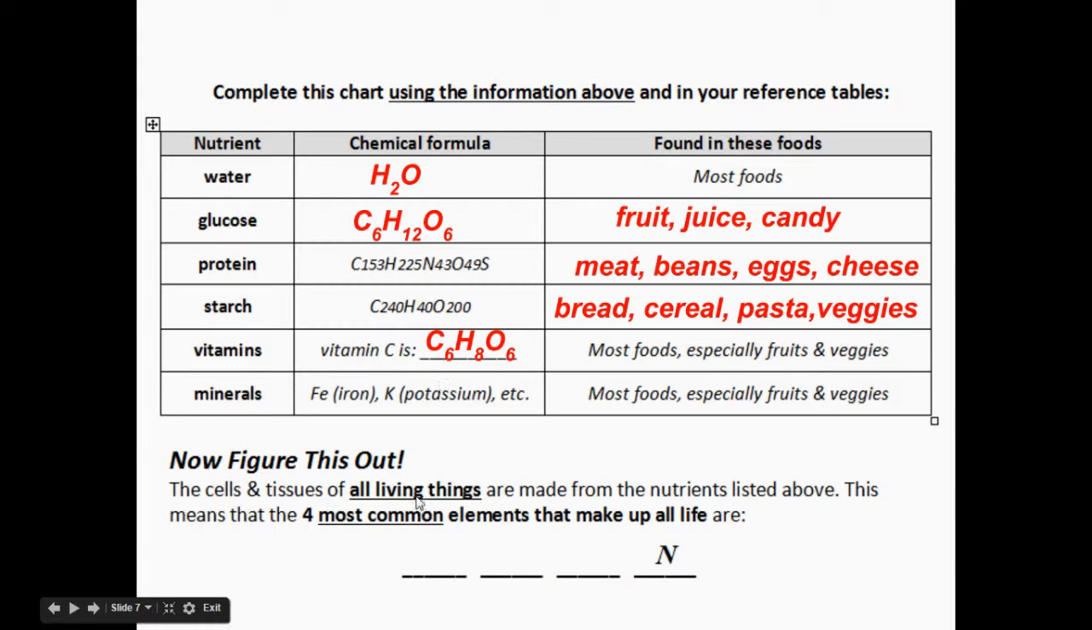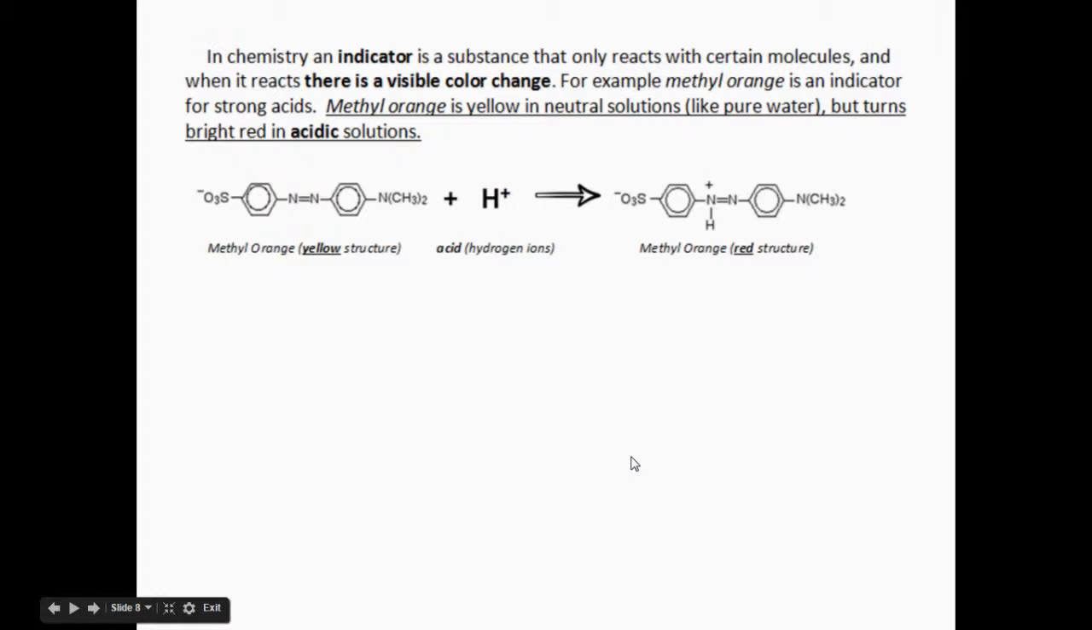This means that the four most common elements that make up all life are, well, one of them is nitrogen. Look at all these molecules. What are the most common elements that appear over and over in those? Well, it's carbon, hydrogen, oxygen, and nitrogen. So those are the four elements that basically make up all living things. There are lots of other elements in there, but these are the elements that are most common in living things, okay?